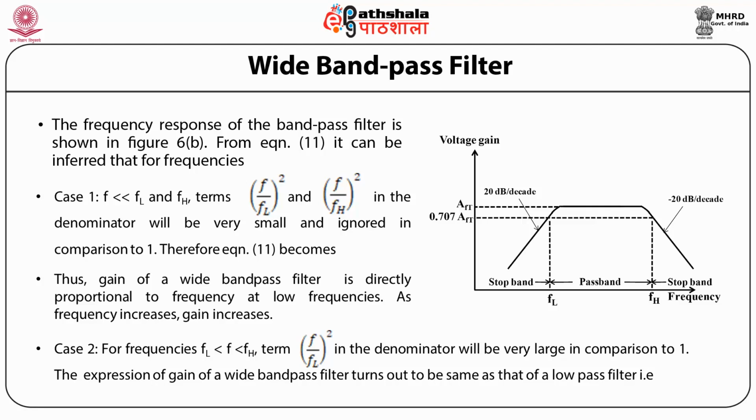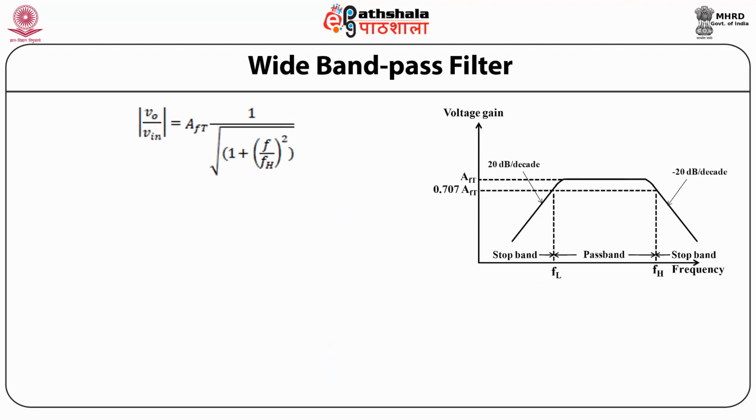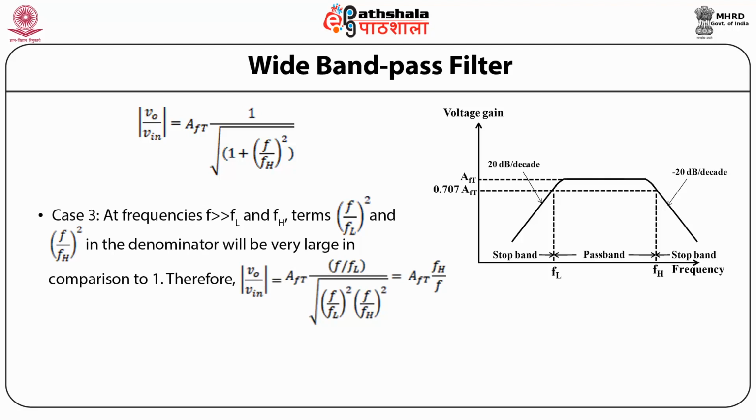This equals AFL into AFH into, within the brackets, j into f by fL divided by 1 minus f square divided by fL fH plus j into, within the brackets, f by fH plus f by fL, brackets close, and overall brackets close, where AFL is equal to 1 plus RF prime by R1 prime, the voltage gain of the low pass filter. AFH is equal to 1 plus RF by R1, the voltage gain of the high pass filter. fH is equal to 1 by 2 pi R prime C prime, the high cutoff frequency of the filter. fL is equal to 1 by 2 pi RC, the low cutoff frequency of the filter.